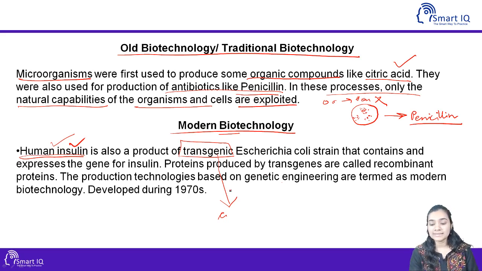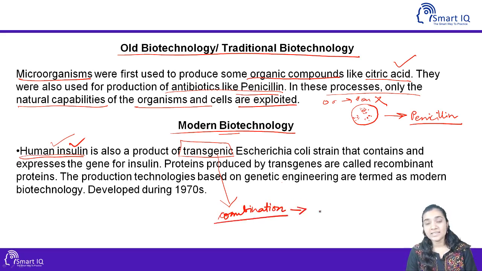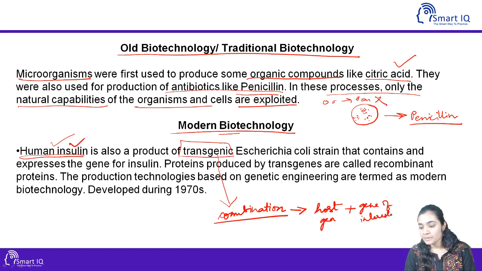Now, what is the meaning of the term transgenic? Transgenic means a combination. Now, what combination? Combination means it consists of a host genome plus the gene of interest. So it is a transgenic Escherichia coli strain.